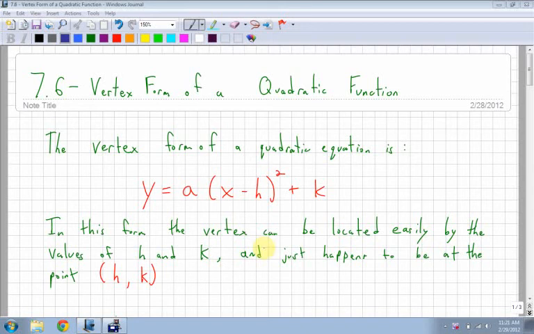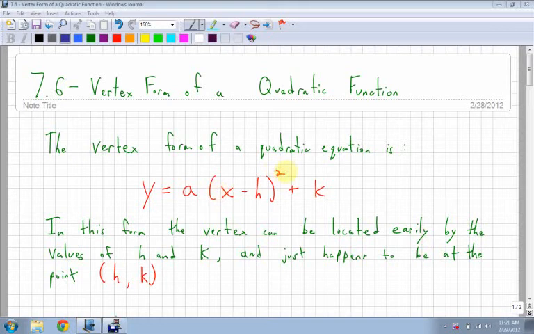7.6, the vertex form of a quadratic function. So the vertex form of a quadratic function is written in this form: y equals a, x minus h squared plus k. In this form, the vertex can be located easily by the values of h and k, and just happens to be at the point h comma k, only if it's written in this form.